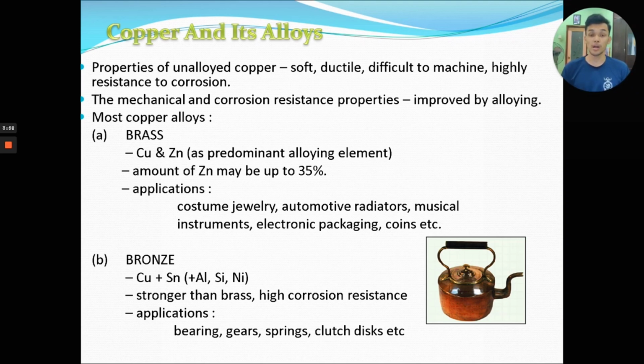Next, we go to the bronze. Bronze is a combination of copper and stannum, or maybe we have the combination with aluminium, silicon, and nickel. Bronze is stronger than brass and highly corrosion resistant. The application of bronze is bearings, gears, springs, and clutch discs.